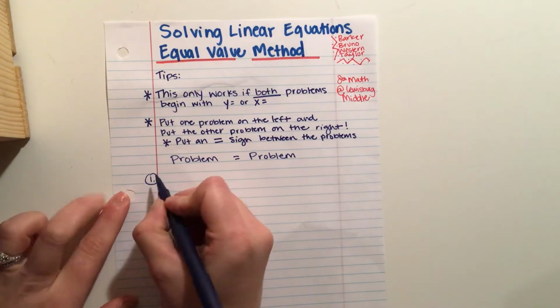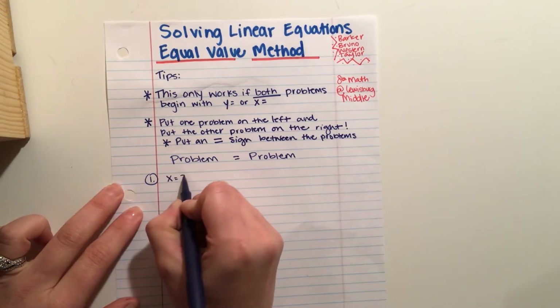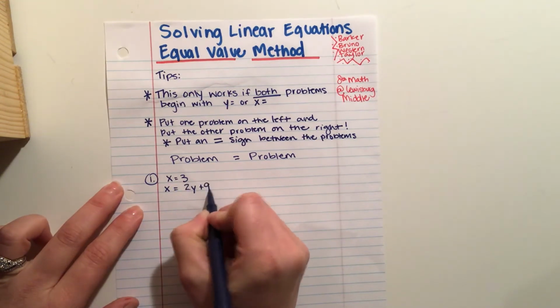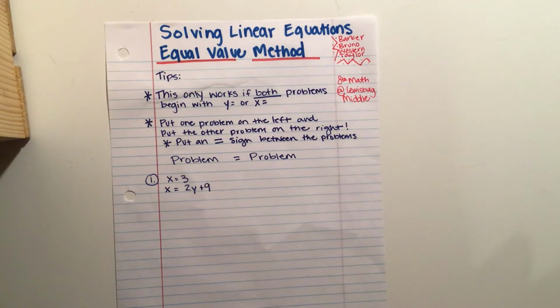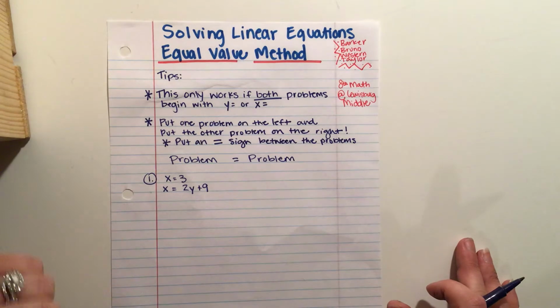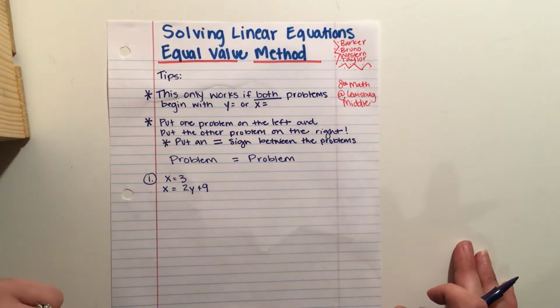Number one. If I have x equals 3 and x equals 2y plus 9, notice both of my problems begin with x equals. Now, some of you are used to putting your problem in y equals mx plus b, slope-intercept form to begin with, and that's okay. However, you're not always able to do that. Hence this problem, because it says x equals 3. You can't put that in y equals mx plus b form. It's already in its own form.